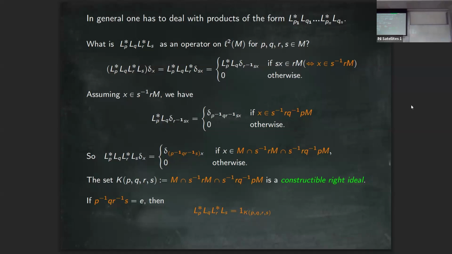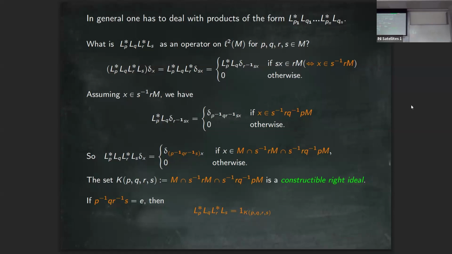So that's your multiplication. And if you assume further that P inverse Q are inverse S, because that's the multiplication that appears here, assuming that element is the identity, then you get the same element as you had before, delta X. So in that case, the product that you're after is multiplication by a characteristic function of a set. And that set is the constructible right ideal. And all of them are right ideals like that.